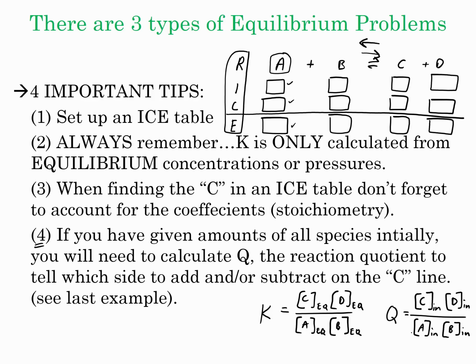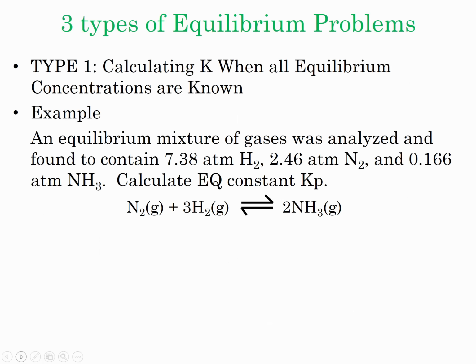So you do it with the initial amounts. Okay, so let's start doing some of these equilibrium problems. Type 1 is you're going to calculate K when all the equilibrium concentrations are known. So here's an example, and then we'll set up our ICE table. So here's our reaction, initial, change, equilibrium amounts. Okay, so an equilibrium mixture of gases was analyzed, and it was found to contain this, this, and this.